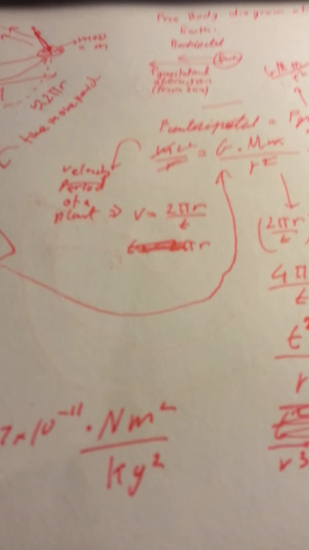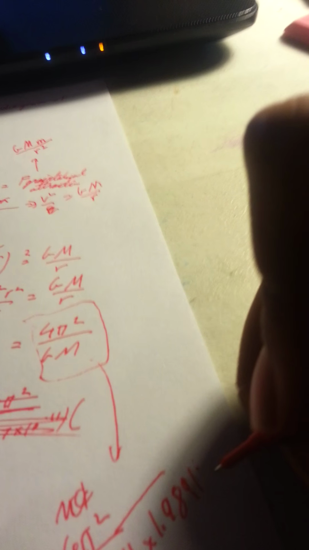All right, so the mass of the sun is 1.9891 times 10 to the power of 30 kg. Now, let's do some dimensional analysis to find out what the units of the constant are.